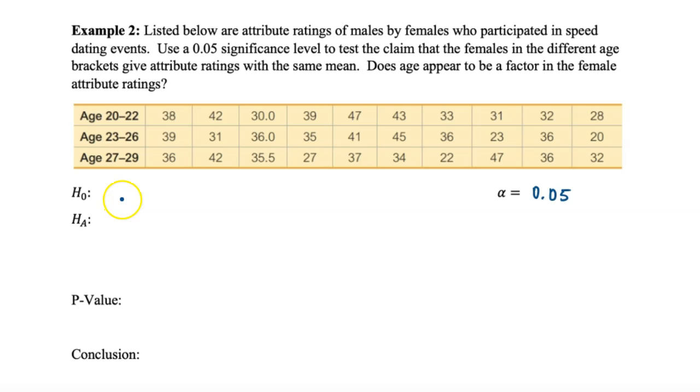We know that in any specific situation, our null hypothesis is going to be that these means are equal. Because we have 3 different categories, so this is category 1, ages 20 to 22, category 2 from ages 23 to 26, and category 3, 27 to 29. And so our null hypothesis is going to be that all of these means are equal.